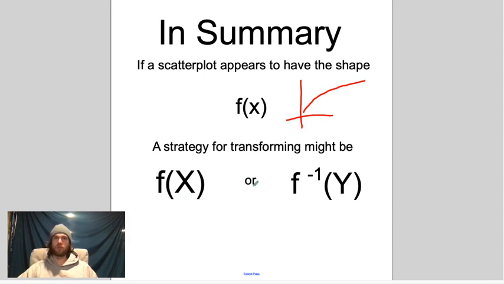Another thing that you can do to transform data is take the inverse of that f function and do that to the y data. That can potentially give you a model that might work really well. I'll tell you what I mean here in just a minute.